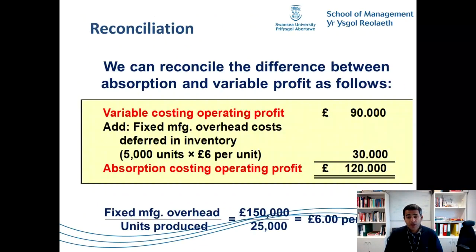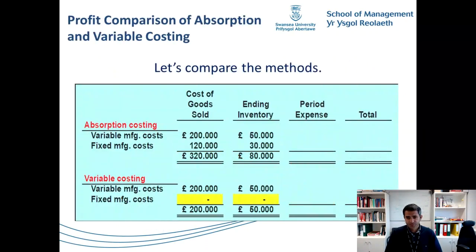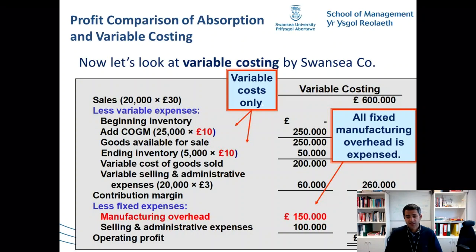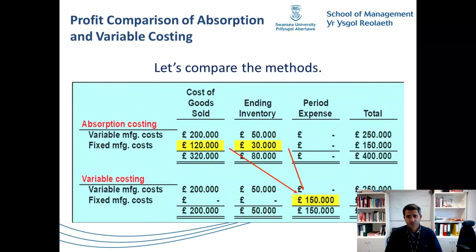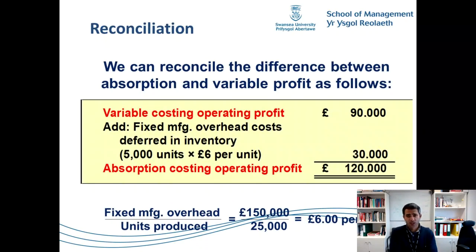So now, the last step, after you prepare the two statements, is the reconciliation. Very, very simple. You just need to take the profit of variable costing. If you remember, the £90,000 is the profit of variable costing, and the absorption costing profit is 120,000. So you take the 90,000, the variable costing element, and add up the fixed manufacturing overhead cost deferred in inventory.